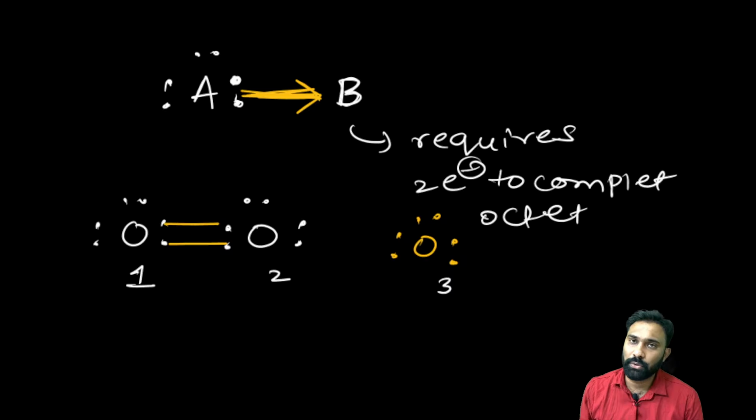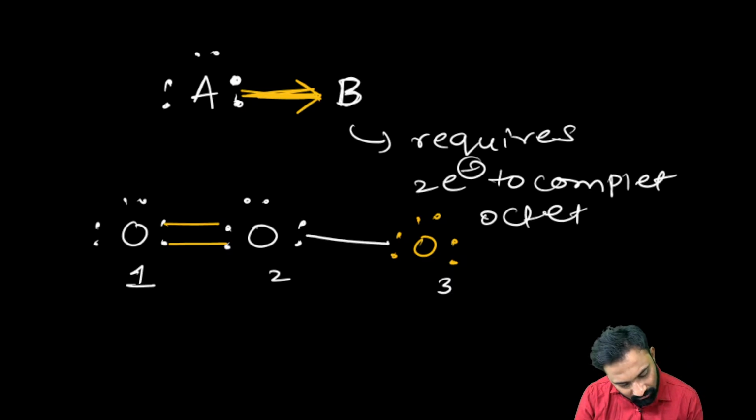Now if this lone pair of electrons of oxygen number 2 is given to oxygen number 3, oxygen number 2 will lose its octet. So, to not lose oxygen number 2's octet and to complete oxygen number 3's octet, this lone pair of electrons of oxygen number 2 will be given to oxygen number 3 in the form of a coordinate covalent bond. It indicates that this lone pair is not present only on oxygen number 2 or only on oxygen number 3. It is shared between both.